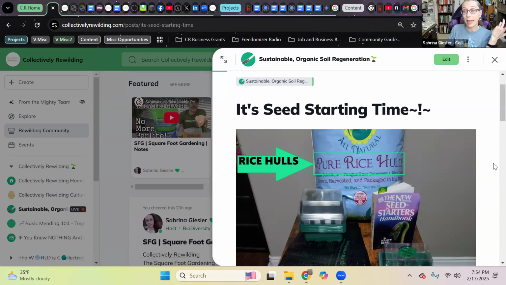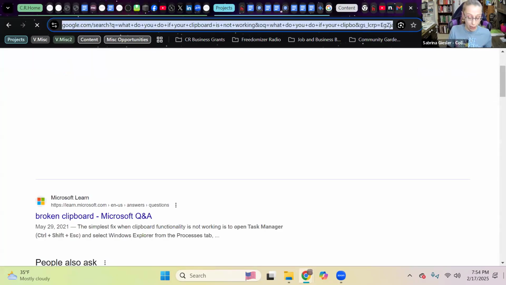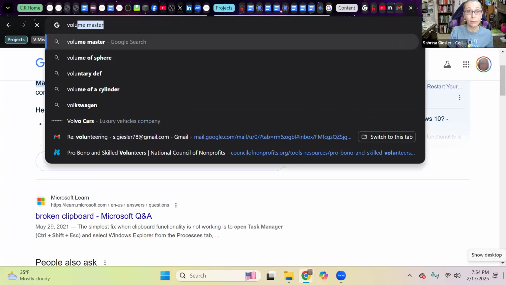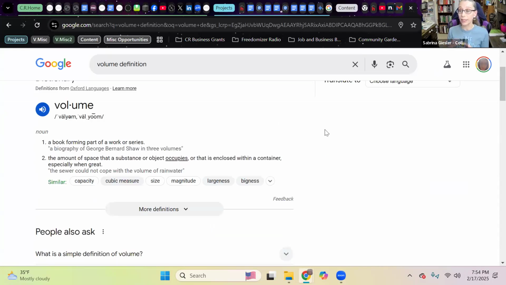So buy 5 bags at least, depending on what your compost needs are going to be, and you want to have an equal amount of volume for every one of those 3 items: rice hulls or grow stones, sphagnum moss, and compost. And let's just look up the definition of volume so that I don't butcher it. It is the amount of space that a substance or object occupies, not the weight, okay?